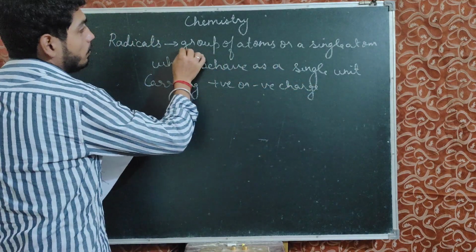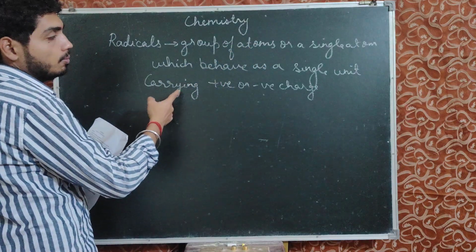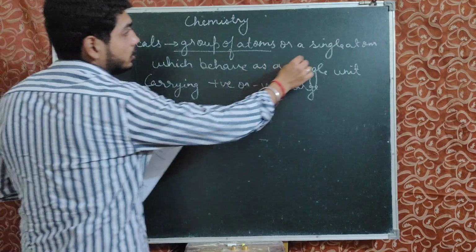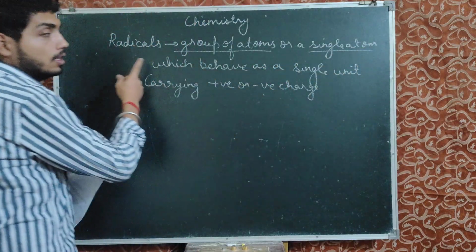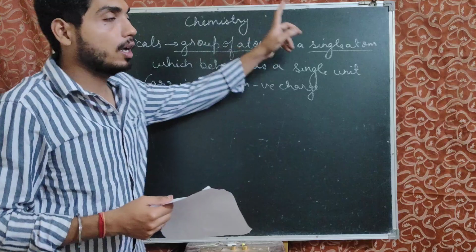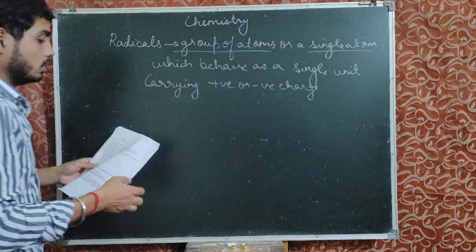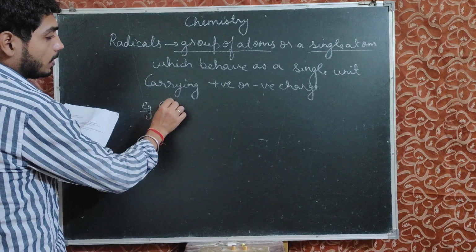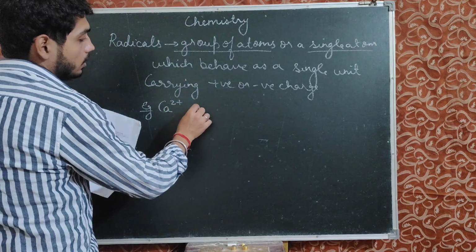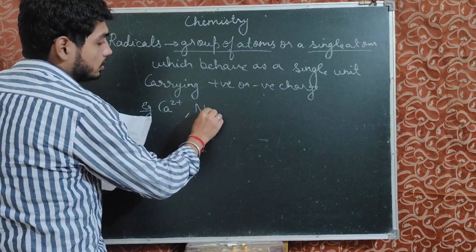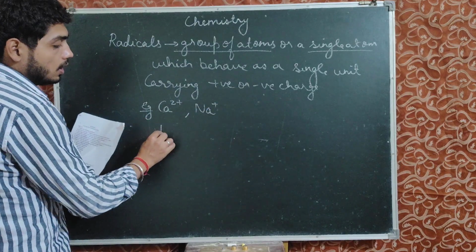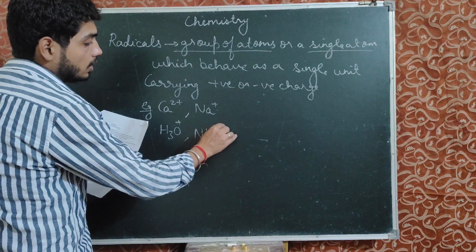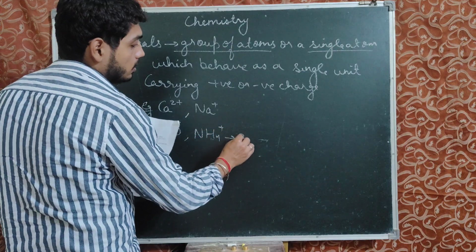Now, a group of atoms which behave as a single unit carrying positive and negative charge को क्या बोलते हैं? इसको बोलते हैं complex या compound radicals. और single atom को बोलते थे simple radical. हमने बताया था radicals are divided in two parts, compound radical and simple radicals. So let us give some examples as well. For example, first calcium 2 plus and Na plus. So these are simple radicals. Complex radicals, hydronium ion H3O plus, NH4 plus, ammonium ion, and these are basic radicals.